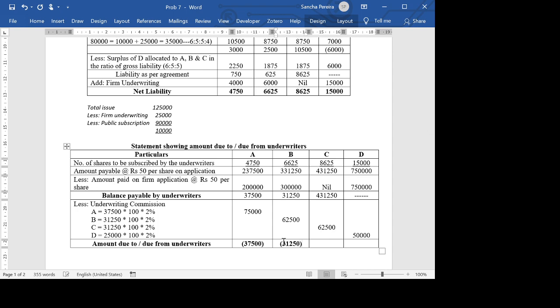31,250. In case of C, C has to pay this much and the company has to pay. So basically the company will receive from C an amount of 368,750. Only from C the company is receiving, and here again D does not have to pay the company anything. The company will have to pay D 50,000.